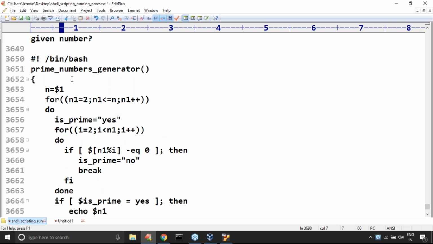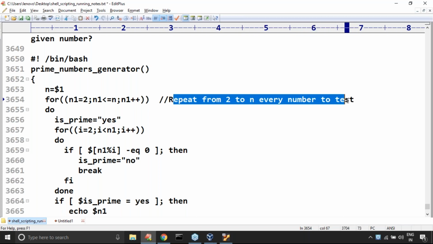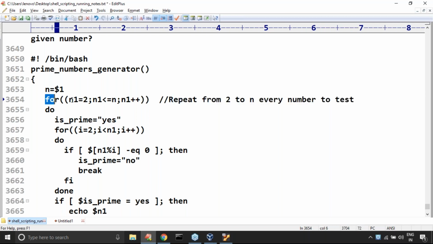Now observe our logic carefully. Here n1 is equal to 2, n1 less than or equal to n, n1 plus plus. So I have to test every number from 2 to n whether it is prime or not. Repeat, from 2 to n every number to test. This is this for loop.